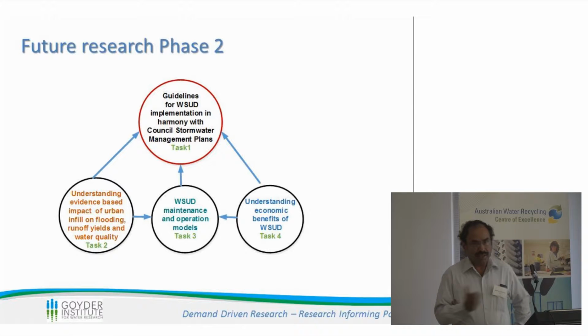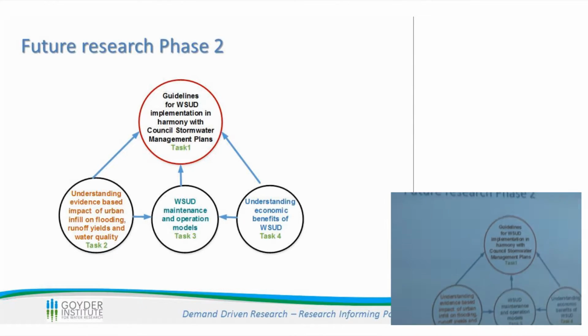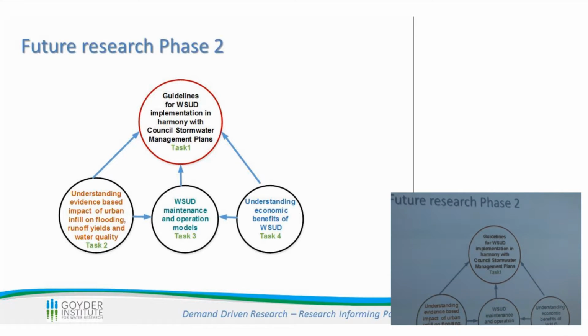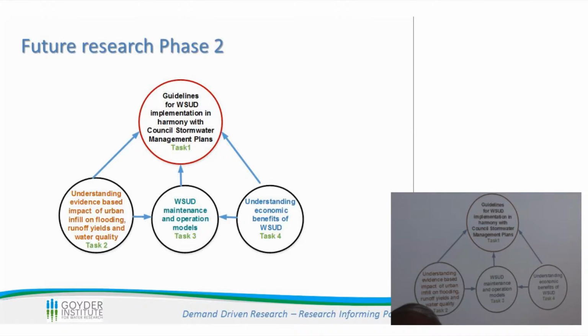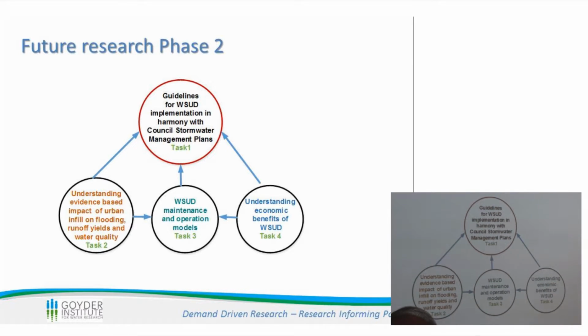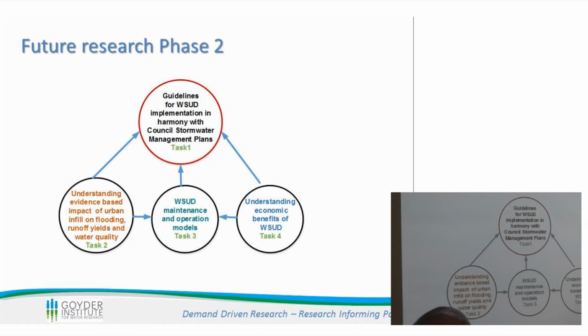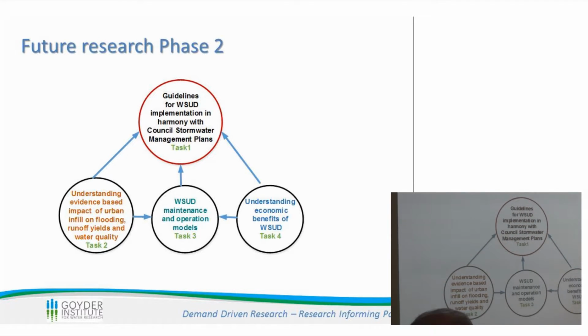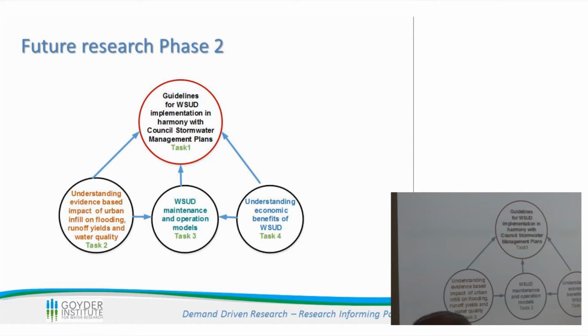Based on the wider consultation and identifying the impediments, we realized that there are a number of activities or support that is needed for the professionals and local councils, where they can have the guidelines for incorporating WSUD into the stormwater management plans. There is limited information about how runoff can be reduced. So there needs to be more understanding, based on evidence, of the impact on flooding and runoff, and water quality.